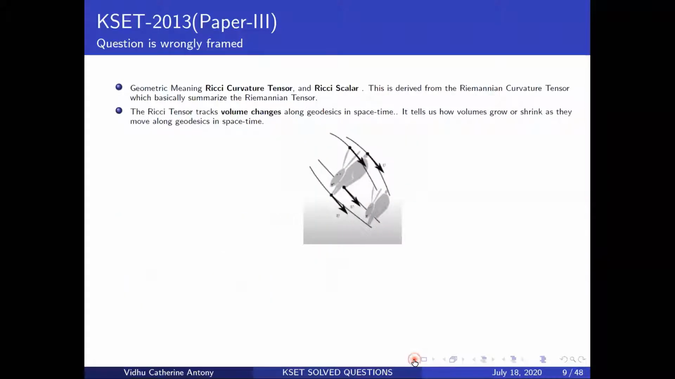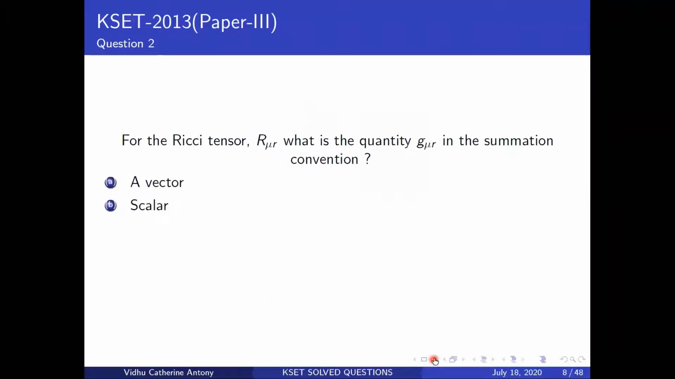So let's go back to the question now. What does it say? For the Ricci tensor R_{μν}, what is the quantity g^{μν} in the summation convention? I think the answer key is wrong. They had mentioned scalar. It's not a scalar. It's supposed to be a tensor itself. Now you know what your scalar curvature means. What is another name for your scalar curvature? It's also known as your Ricci scalar.